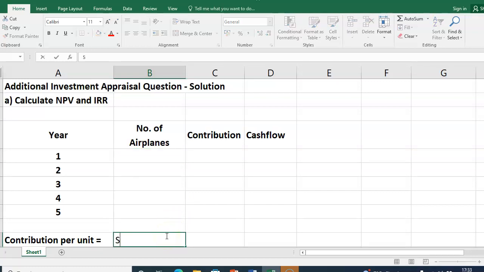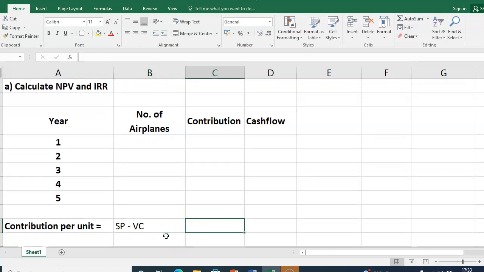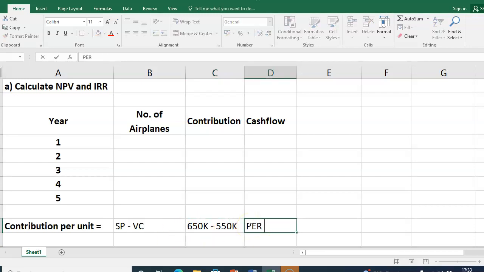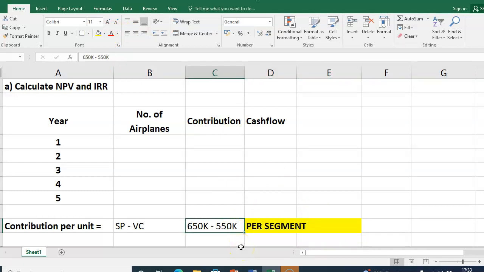So the contribution again is the selling price minus the variable cost, okay? So the selling price in this case is the 650k, okay, minus the 550k. Okay, and that gives us the contribution now. That is per segment. Okay, so per segment, it's 100,000 of contribution.